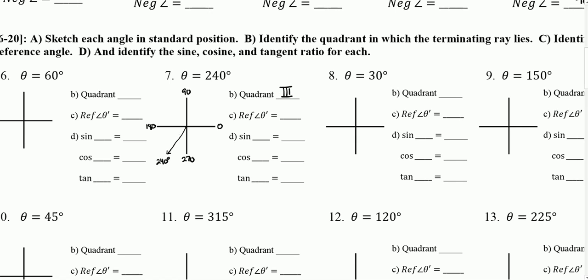The reference angle is the acute angle from the terminal side always to the x-axis, and it forms this right triangle. The difference between 240 and 180, positive difference, is going to be 60 degrees. And now we're looking for the sine of 240, cosine of 240, and the tangent of 240 degrees.